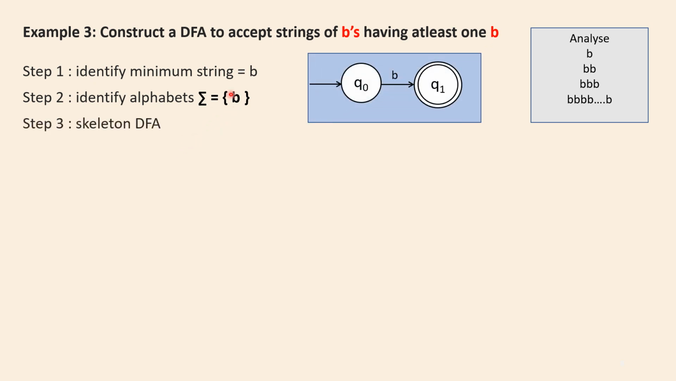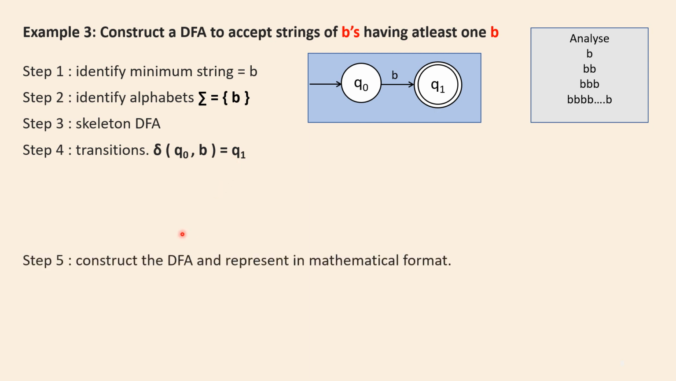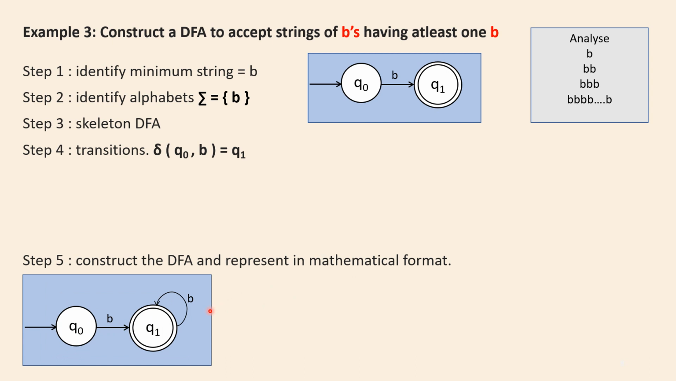The skeleton for this input symbol B is from Q0 to Q1. The minimum string is B, so it has to be accepted. Q0 on input B is going to Q1, which is the final state. And this is the transition, that is Q0 on input B is going to Q1. Construct a DFA and represent it in mathematical format. So here, this is how we can complete the DFA. Q0 on one single input B is going to Q1, and after that n number of B's are looped to Q1 itself, which means all those are in the final state.